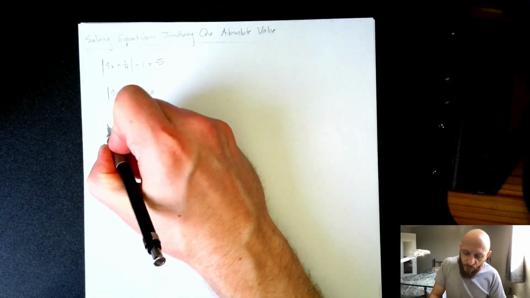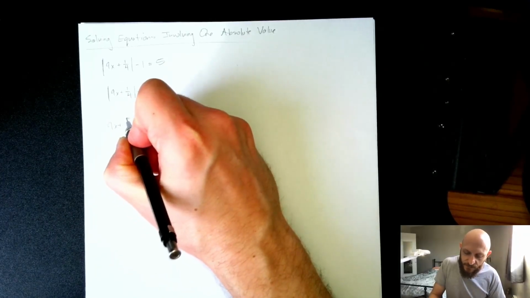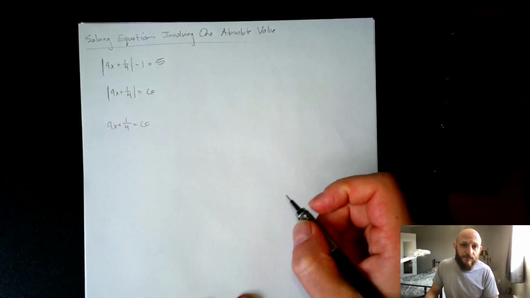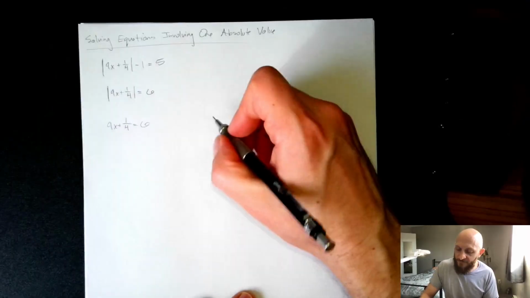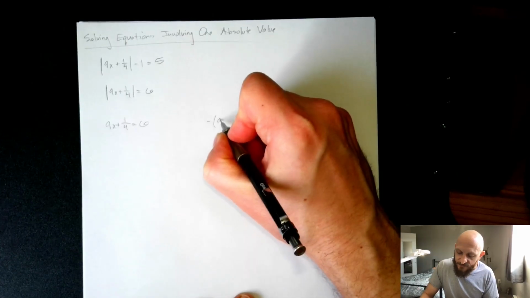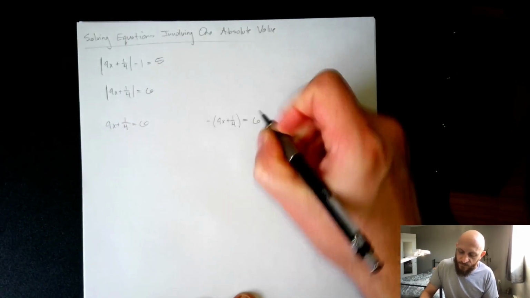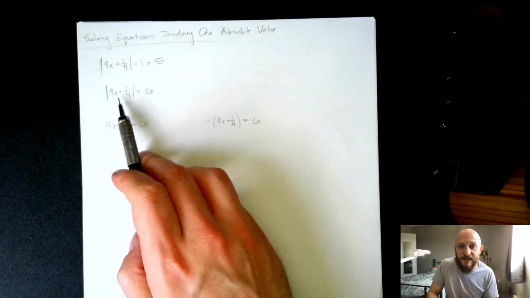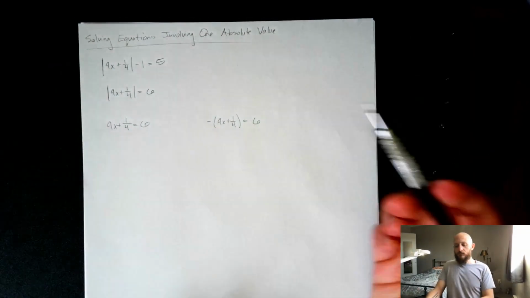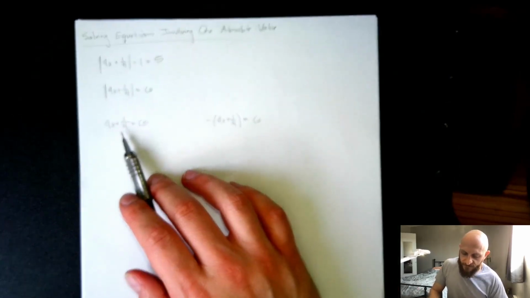So the first equation that we'll have to solve is just taking what's inside of the absolute value: 9x plus 1/4 equals 6. The second equation that we'll have to solve is negative of the quantity 9x plus 1/4. This whole thing is negative, so taking what's inside of the absolute value and just making the whole thing negative. Okay, so now I'll solve the left one first.